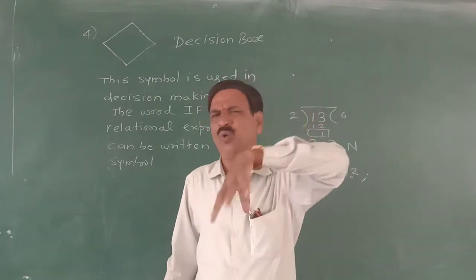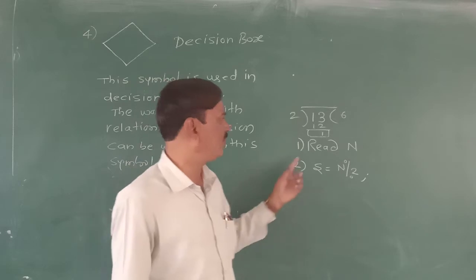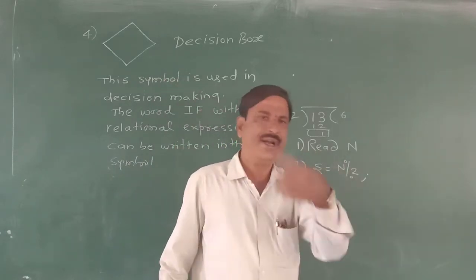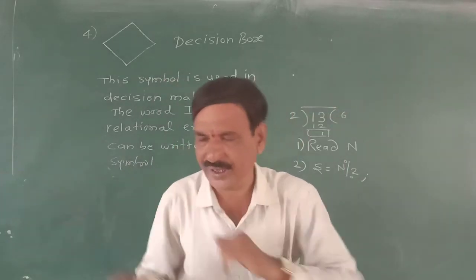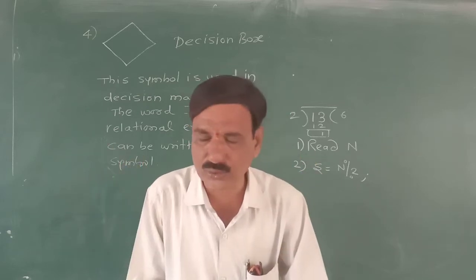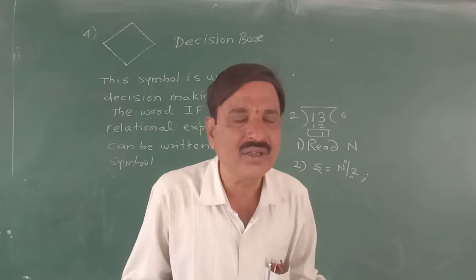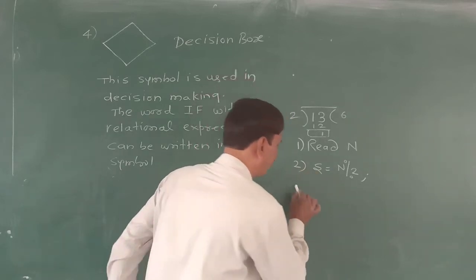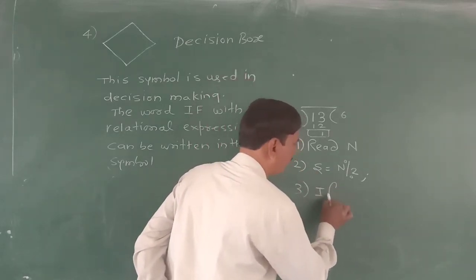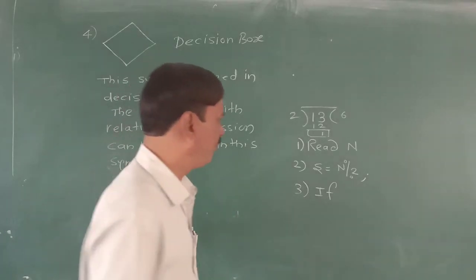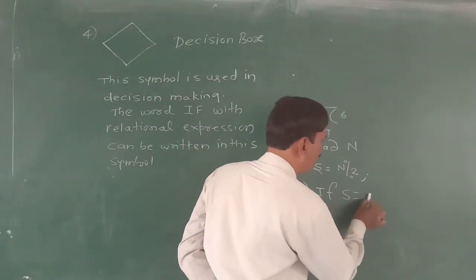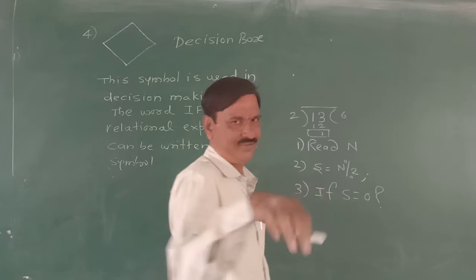It is the computer who doesn't know whether the number is odd or even. So simply we are instructing the computer: read n. So the computer will read n. Now divide n by 2, the computer will divide n by 2. Check what the remainder is. The computer will check. How will it check? If it is a question to the computer: yes is equal to 0?